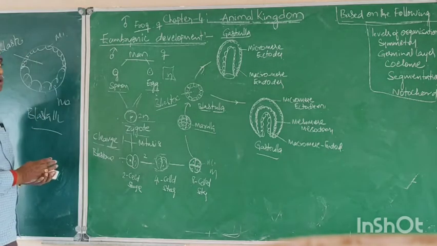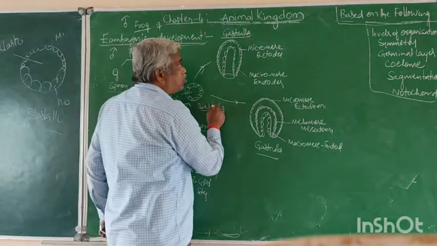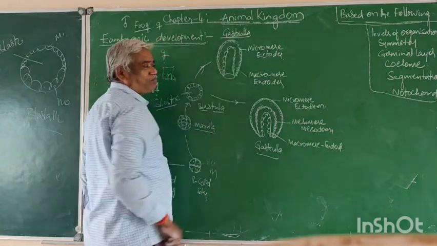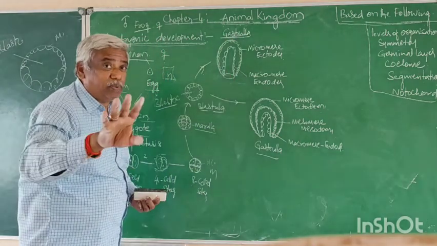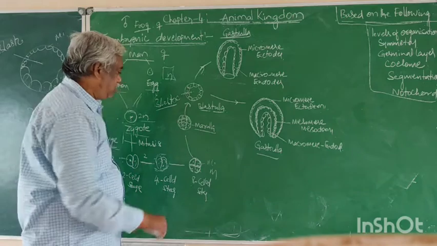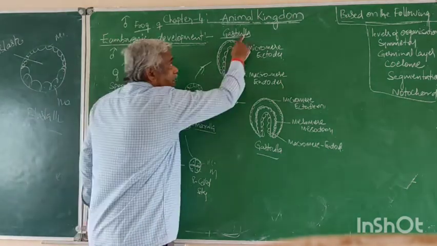After the blastula, the next stage is called gastrula. These are the three primary embryonic stages: morula, blastula, gastrula.